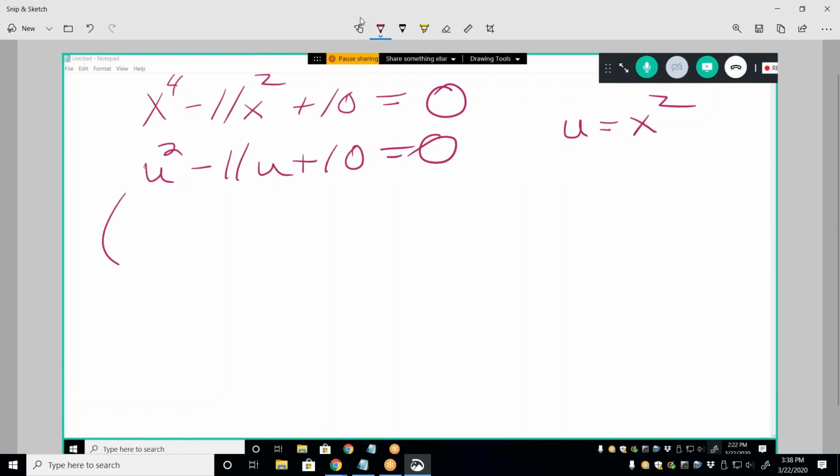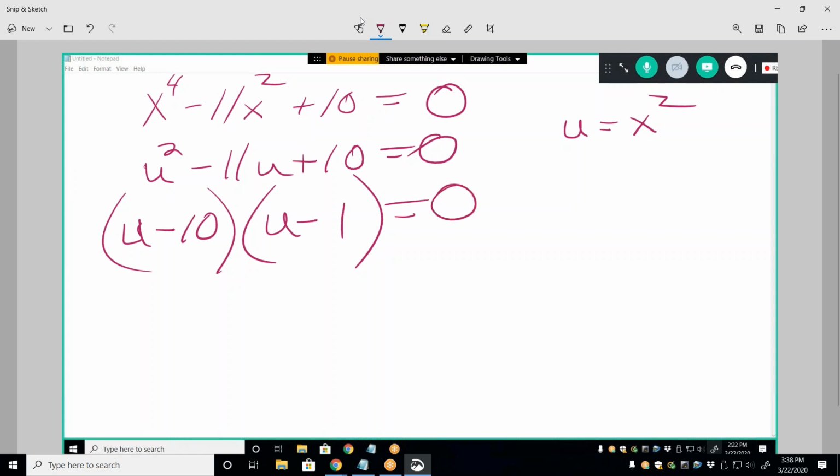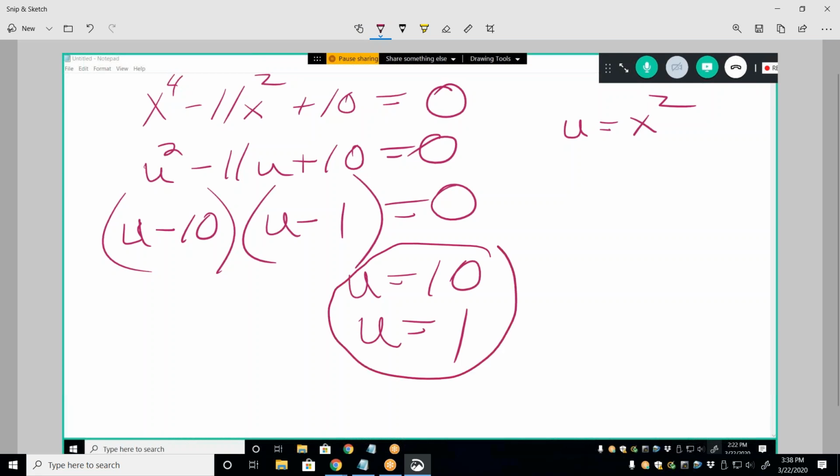I can factor it just like a quadratic. So it's u minus 10 times u minus 1. So I can solve it. u equals 10 and u equals 1. And now let's go back over and solve for x. Well, if u equals 10, then 10 equals x squared, and x equals what?